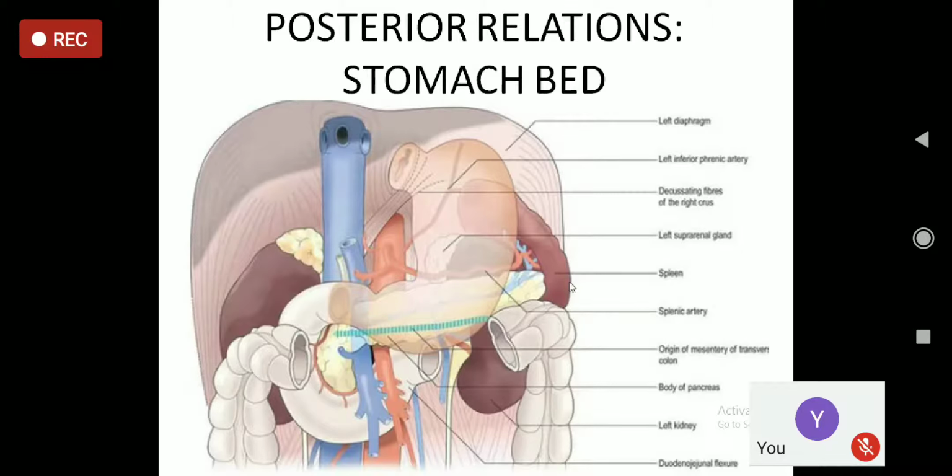Again, to enumerate the structures from above downward: the left part of the diaphragm, then the left suprarenal gland, upper pole of the left kidney, splenic artery, body of the pancreas, and then the transverse mesocolon. Also the spleen can be considered. The spleen is also one of the structures forming the stomach bed. So this is about the posterior relation of the stomach.